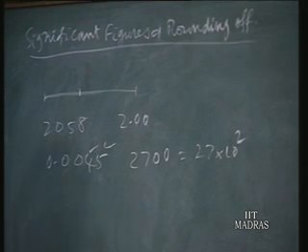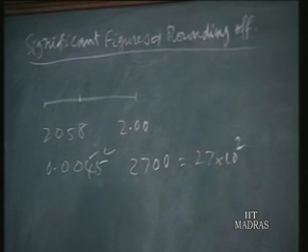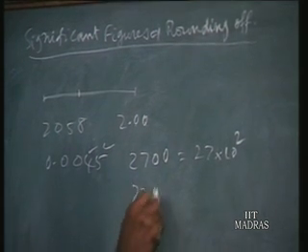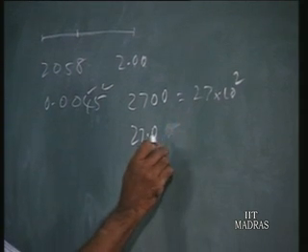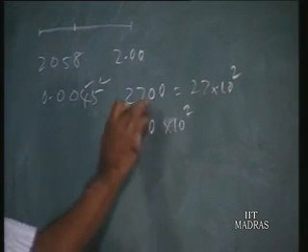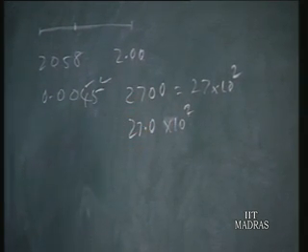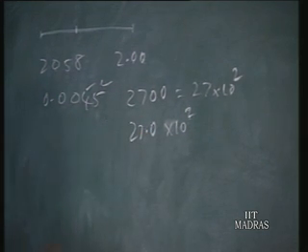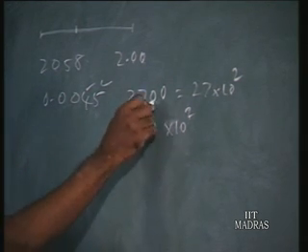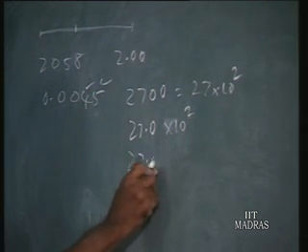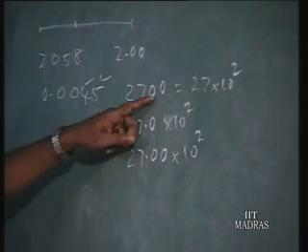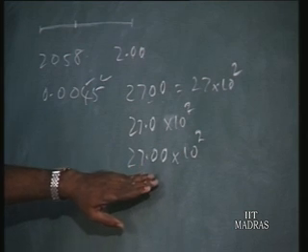Suppose we write the same number as 27.0 into 10 to the power of 2. This number can be written like this also. In this case, one 0 is important, since we are finding it up to 1 decimal. So out of this, the first 0 is significant, the second is not. But if you write it another way, with 10 to the power of 2, all the zeros are significant. That means zeros can sometimes be significant and sometimes not.